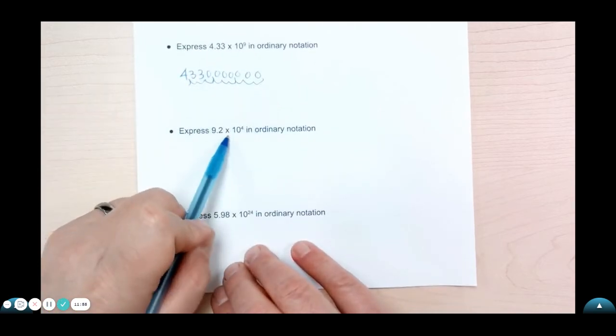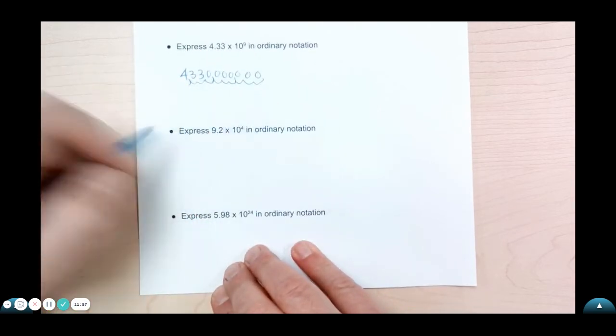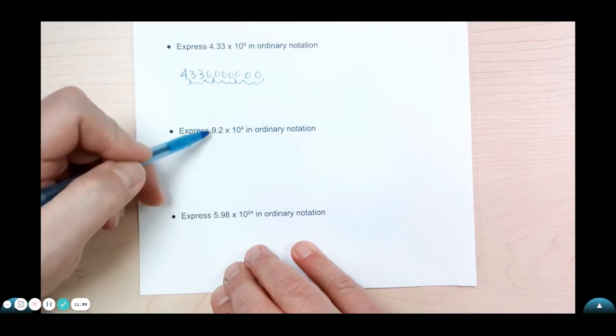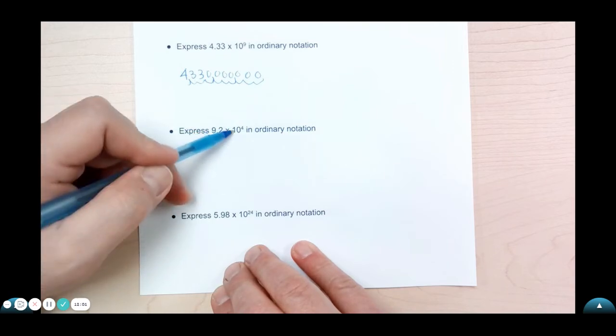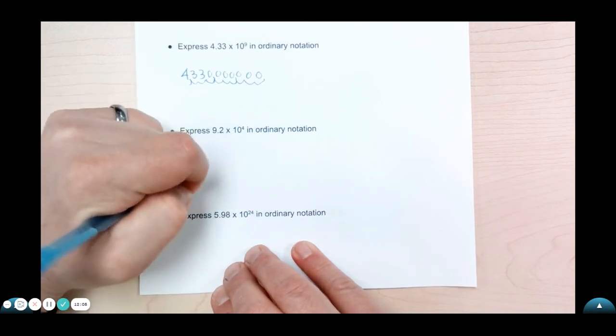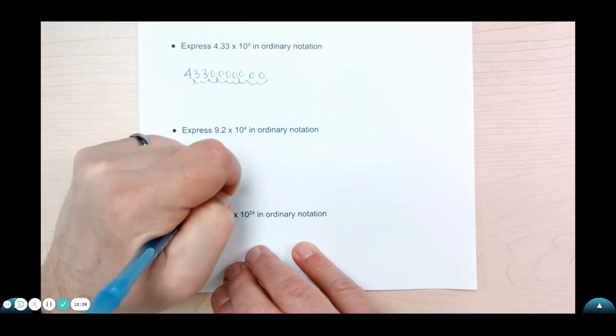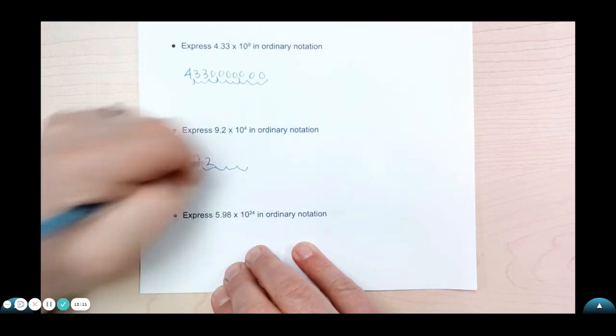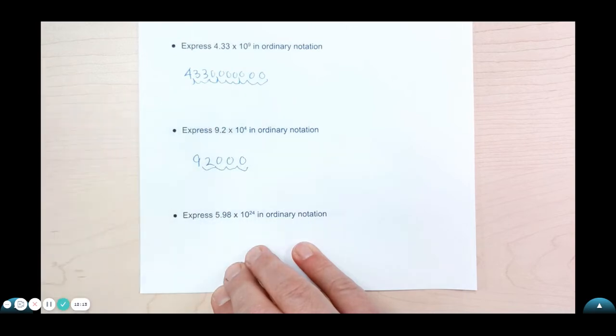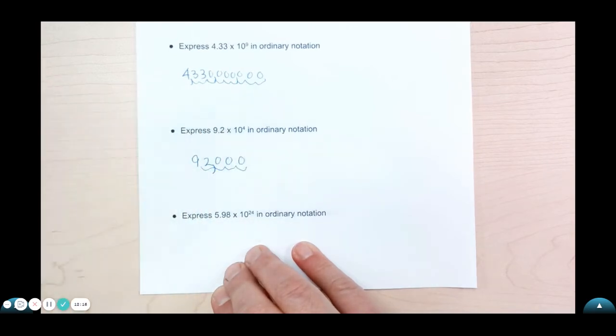Here's a number that's not quite as large. 9.2 times 10 to the 4th. In reality, this is saying 9.2 times 10,000. Here's the shortcut. There's your 9 and your 2. 1, 2, 3, 4 times of moving the decimal. Backfill with placeholders. 92,000 is the number.